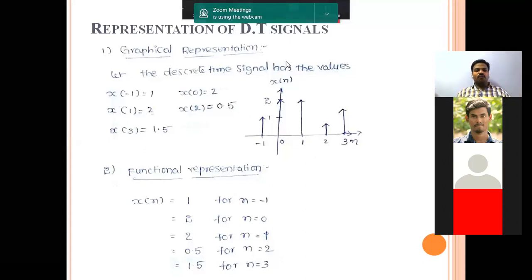Now see, there are four types of representations available for representing discrete time signals. The first one is graphical representation, the second is functional representation, the third is tabular representation, and the fourth is sequential representation. Out of all these, sequential representation is very, very important, and in 99% of the cases we represent discrete time signals with the sequential type of representation.